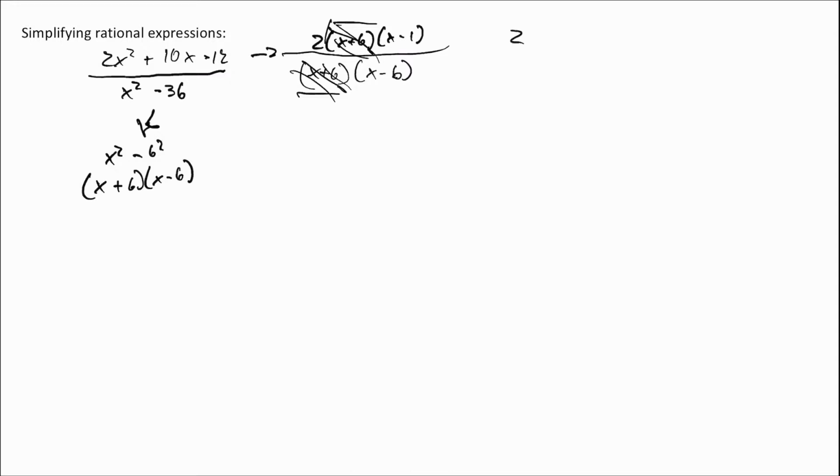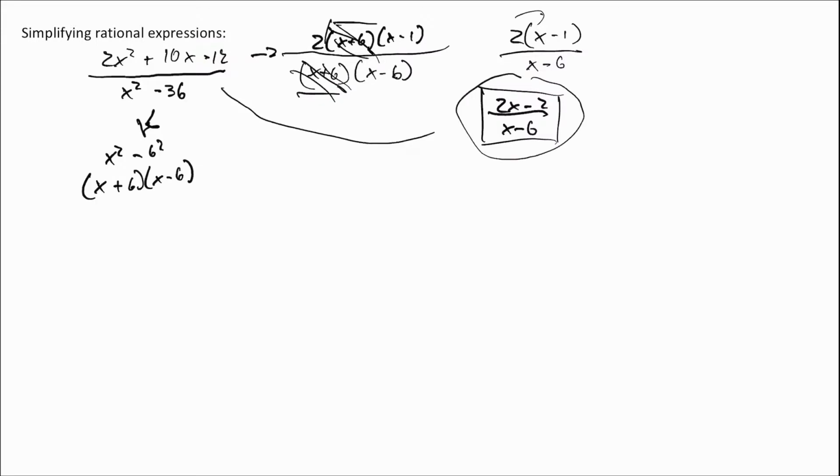So my simplified form here would be 2 times x minus 1 over x minus 6, and then I can distribute this to get 2x minus 2 over x minus 6. That is my simplest form. So this here, my simplification, these are equal. These are exactly the same. They're the exact same number, exact same expression, only simplified. And I simplified by factoring my statements and then finding where I can cross things out to simplify. That is how you simplify rational expressions.